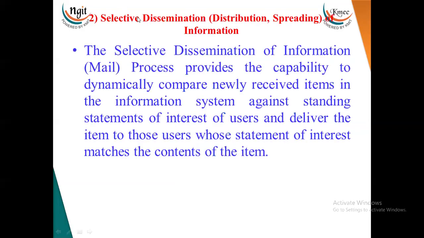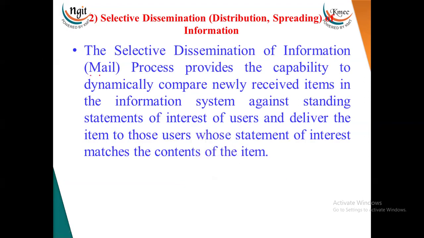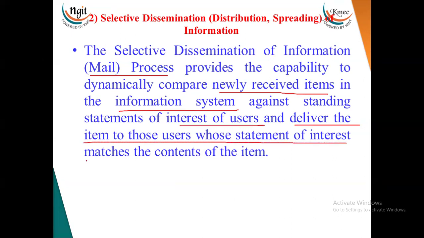The second method is selective dissemination. So what are we going to do in this? Selective dissemination is mainly designed for mails. Whenever you get a mail, this process will dynamically compare all the newly received items in the information system, check the interest of users, and deliver those items whose statement of interest matches.